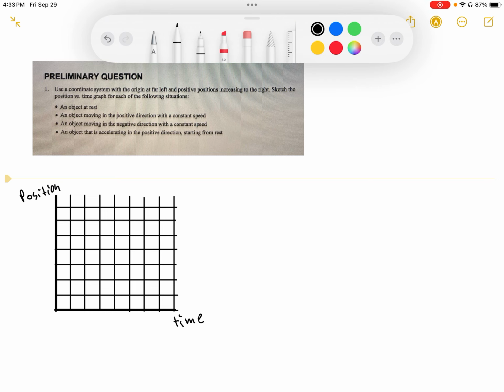So this first scenario says this is an object at rest. In a position versus time graph, just like its name says, it tells us where we're going to be in a certain amount of time.